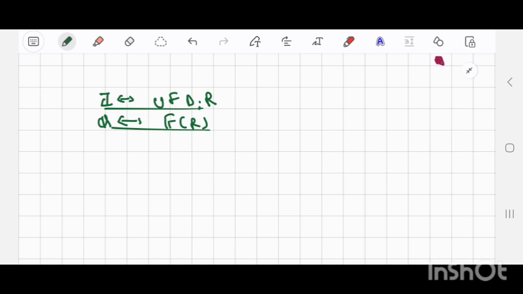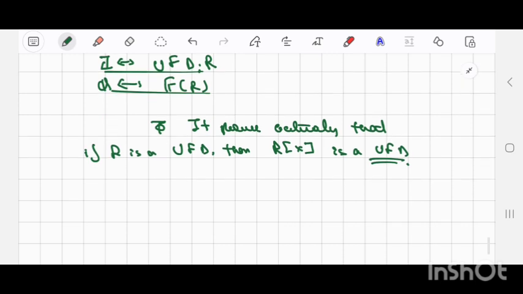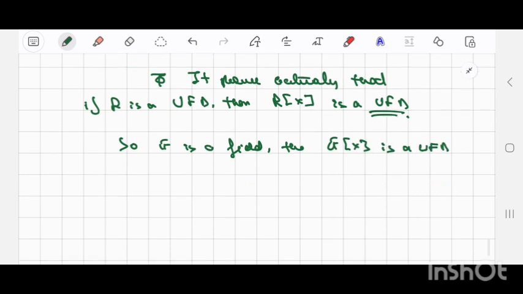What does that prove? It proves actually that if R is a UFD, then R[x] is a UFD, isn't that right? And we know that fields are UFDs. So it proves in general that if F is a field, then F[x] is a UFD. Furthermore, what does it prove?